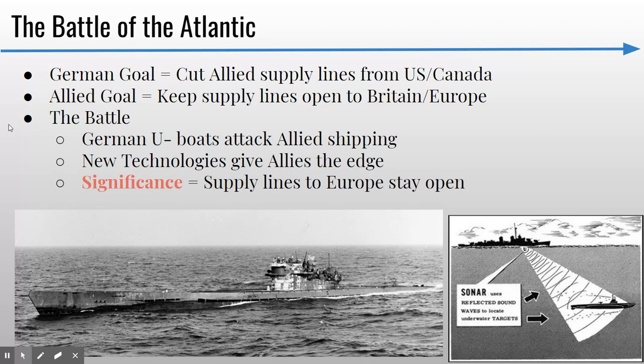So during this battle, the U-boats are used, and at first they're very effective. They almost starve Britain into submission, but eventually new technologies like sonar, which is basically radar underwater to detect submarines, give the Allies the edge. The Allies begin hunting down and sinking the U-boats, and the supply lines to Europe do stay open.